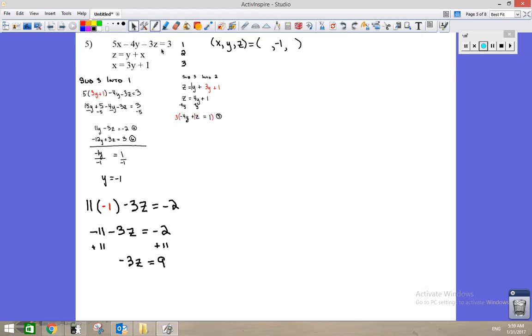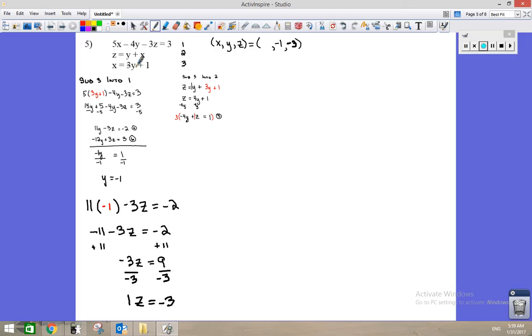If I divide both sides by negative 3, the negative 3 divided by negative 3 is positive 1, and I just have 1z. And positive 9 divided by negative 3 is a negative 3. So now I have my second answer here. And to figure out what x is, I can use any one of these. All of these equations have x.